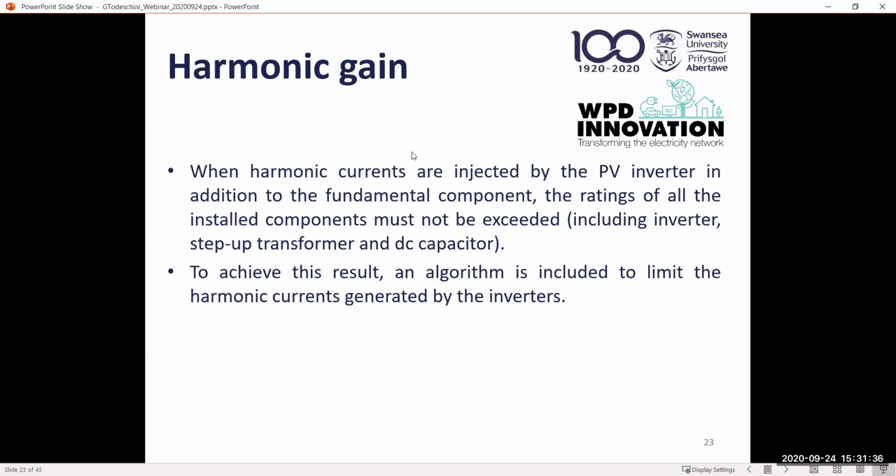Another element to take into account is that when harmonic currents are injected by the inverter, in addition to the fundamental components, there is a concern that the ratings of all devices connected in the system may be exceeded. So we need to ensure that harmonics injected are within acceptable levels. And this is why we are adding to the algorithm a harmonic gain to ensure this level of control and supervision.